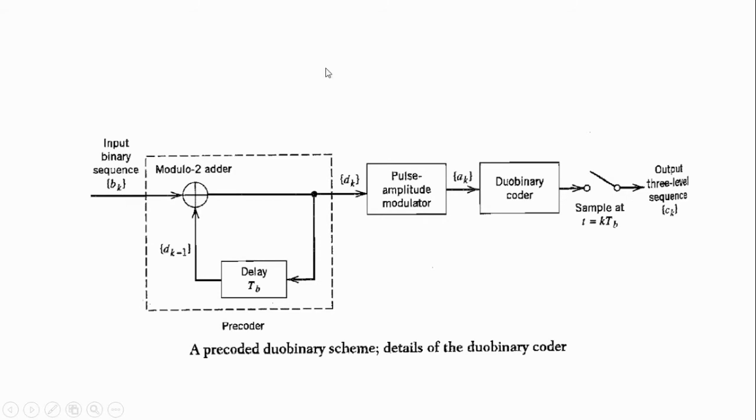This is the precoder. In this precoder, the p_k signal is given into the XOR gate, and the previous value of d_k is given into the XOR gate, and then the same structure is used in the duo binary coder. This is the duo binary coder, and this is the precoder. The precoder is mainly used to eliminate the error propagation at the output side.